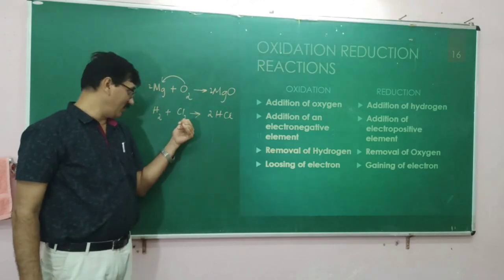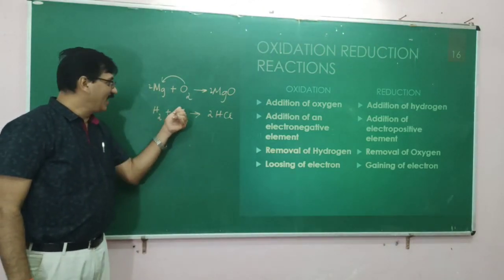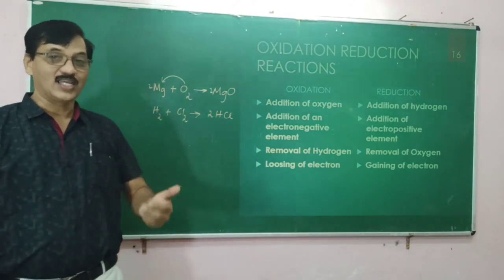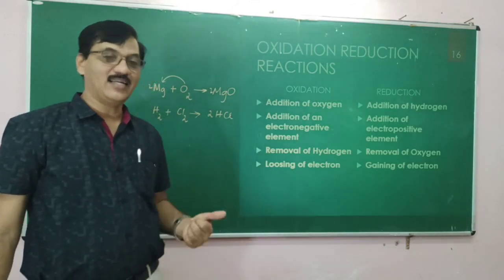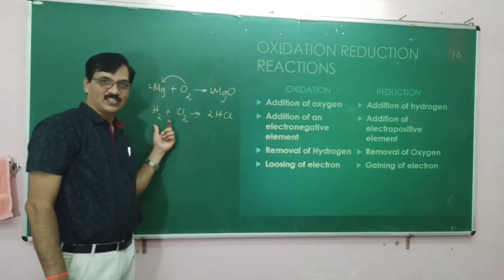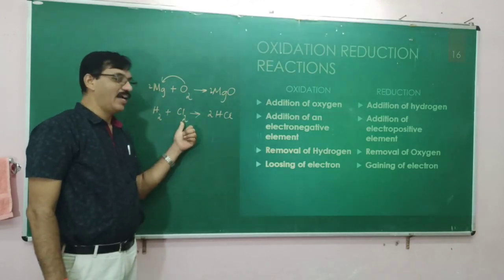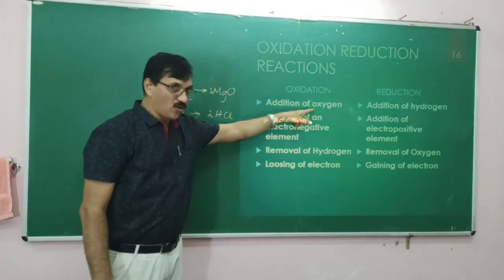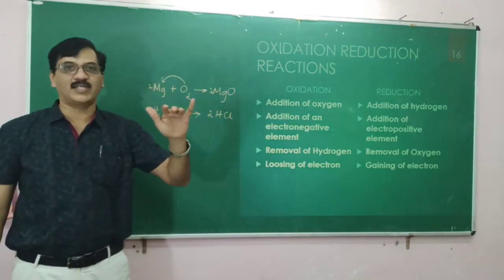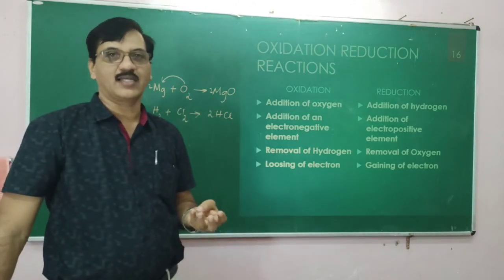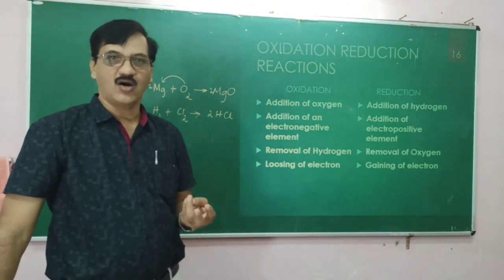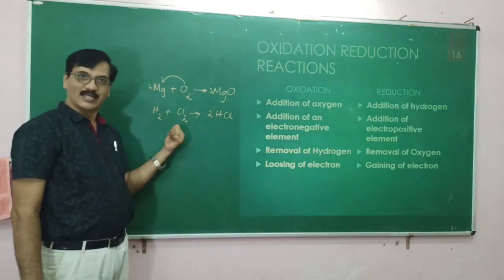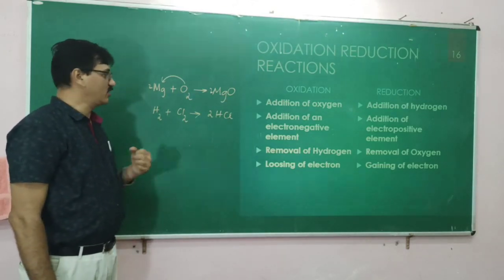But from the point of view of hydrogen, chlorine is an electronegative element and this is added. Therefore, hydrogen is undergoing oxidation. Even though there is no oxygen, we can say that this is an oxidation reduction reaction, in which hydrogen is oxidized and chlorine is reduced. So I hope you have understood the meaning of this. If the addition of oxygen or any other electronegative elements like sulfur, sulfide ion, chloride ion, bromide ion, fluoride ion are present, then also we can say the oxidation reaction is taking place.